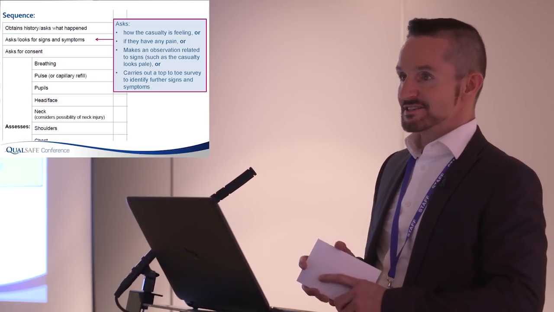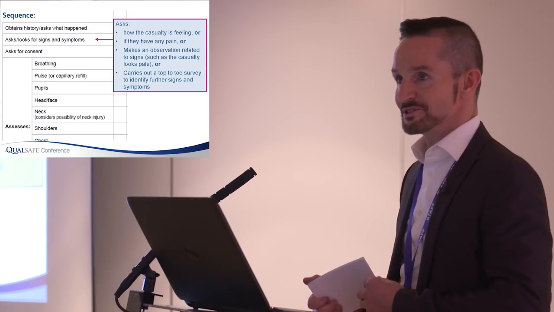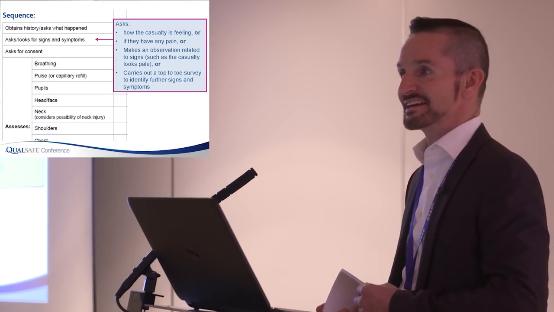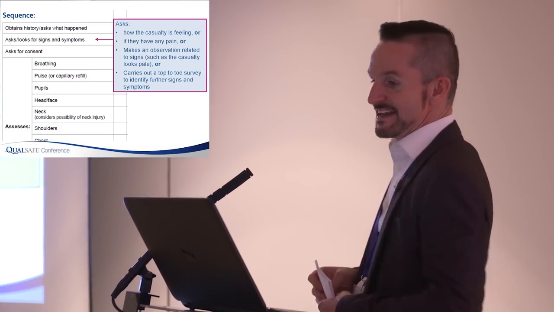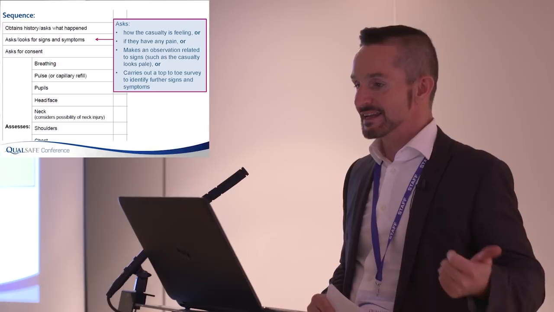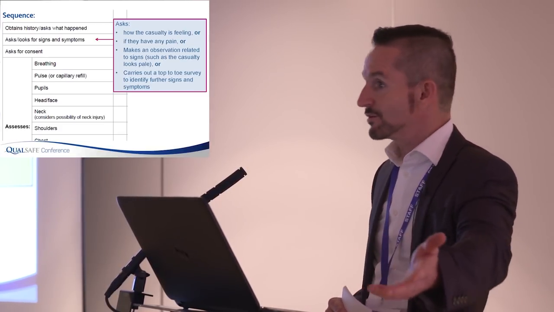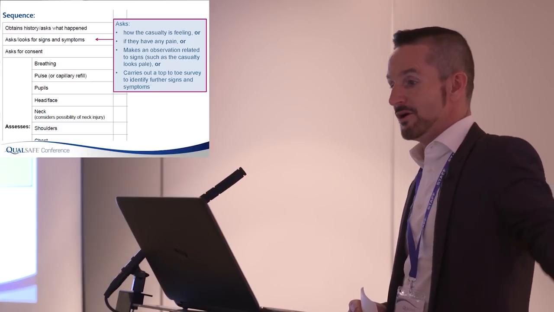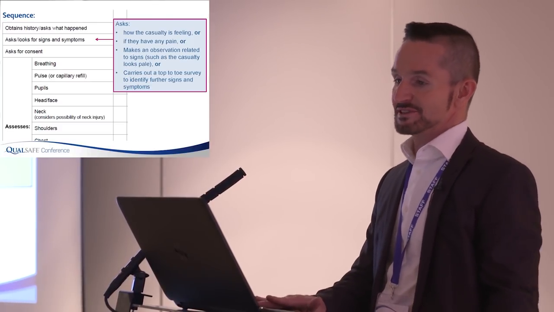Asks or looks for signs and symptoms. It's quite difficult not to tick this box if somebody has done a top-to-toe survey, because all the way through doing a secondary survey, you are looking for signs, aren't you, and clues? So if they ask the casualty how they're doing, how they're feeling, if they've got any pain, if they make an observation, so I've noticed that they've gone pale, for example, or they carry out a top-to-toe survey and they're looking for signs. Like I say, it's very difficult not to tick that box if they do a secondary survey.